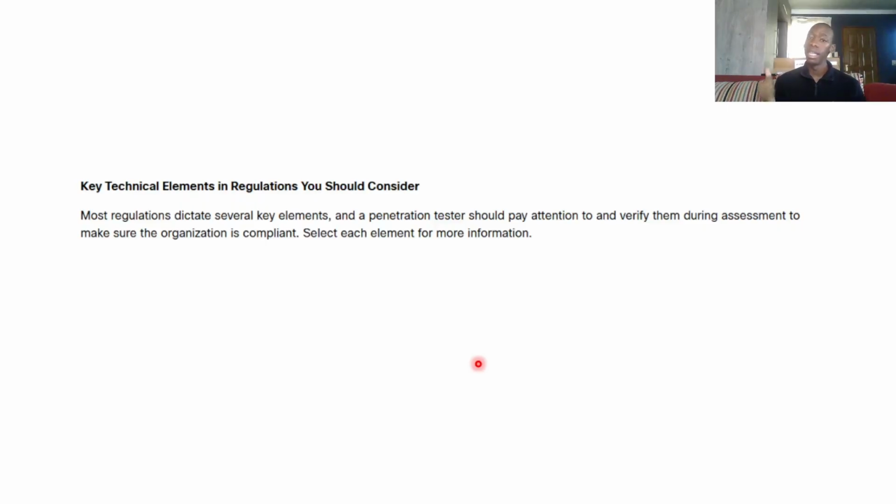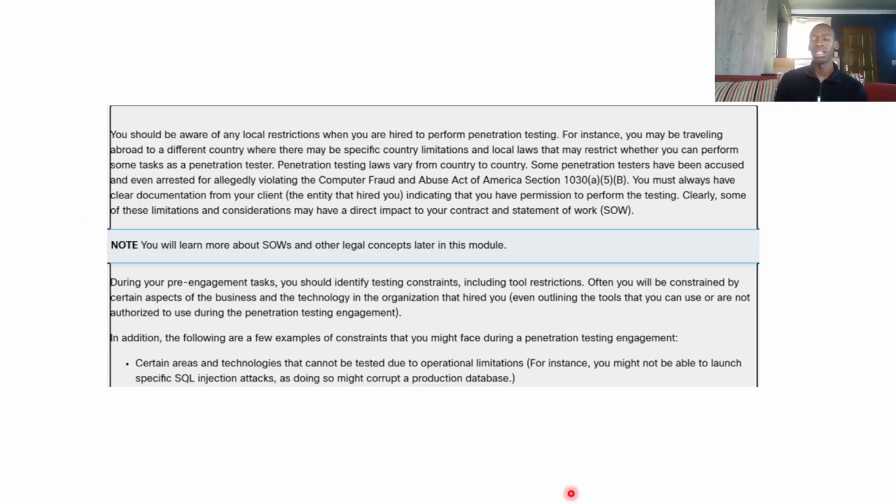Okay. Chapter 3 spoke about these regulations, but initially, you have to understand these local restrictions when a person is hired to perform penetration testing. Okay. Now, here they say, for instance, you may be traveling abroad to a different country where there may be specific country limitations and local laws that may restrict whether you can perform some tasks as a penetration tester. Penetration testing laws vary from country to country. Some penetration testers have been accused and even arrested for allegedly violating the Computer Fraud and Abuse Act, section, what of what. It's written there.